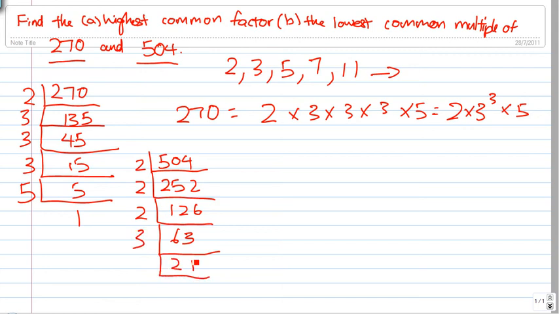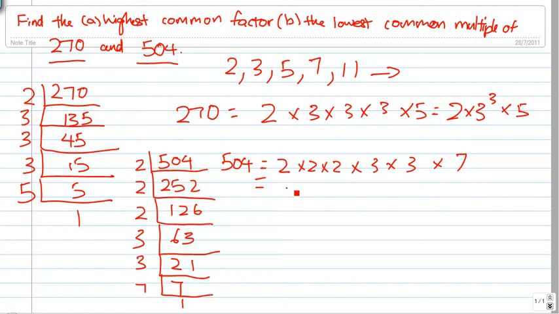Okay, 21 divided by 3, I get 7. Can 7 be divided by 3? Nope. Can 7 be divided by 5? Nope. Can 7 be divided by 7 though? Yes, you can. So you get 1. So 504 can be expressed as 2 times 2 times 2 times 3 times 3 times 7, which is 2 cubed times 3 squared times 7.